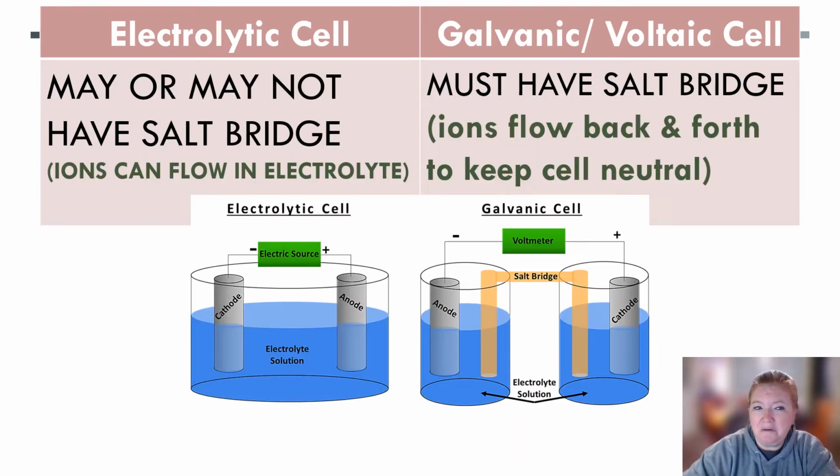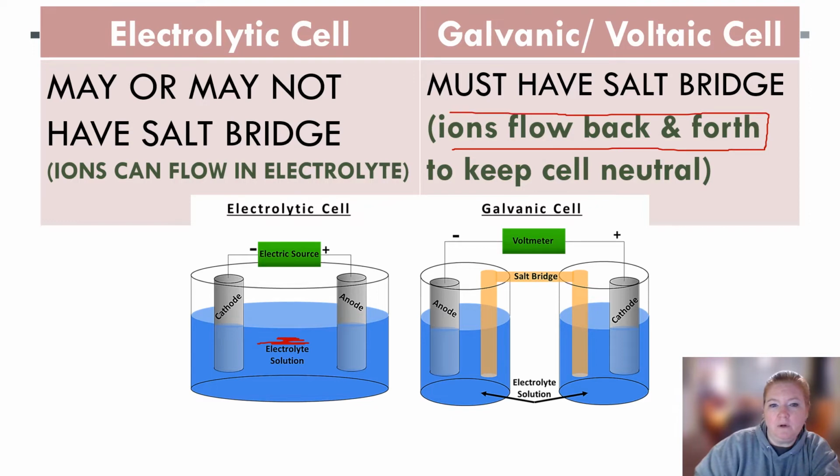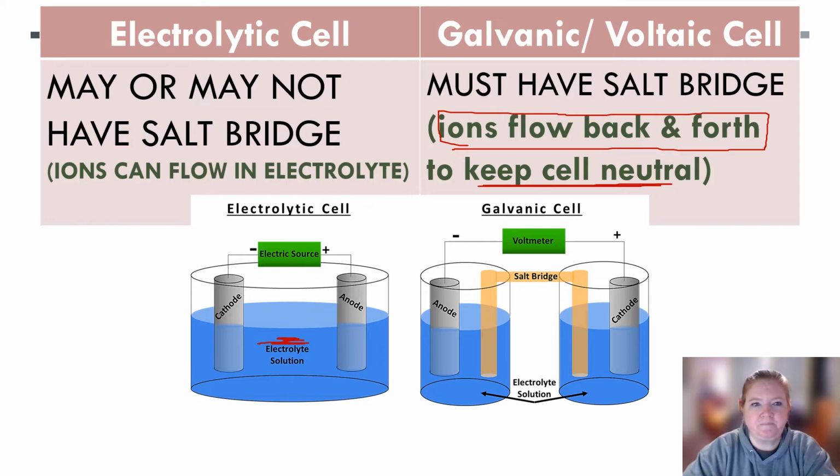An electrolytic cell might have a salt bridge, it might not. So having one is not excluded, okay? The ions are able to flow simply through the electrolyte. So see right here, the ions can just flow around in here because they're in the same container. In a galvanic or voltaic cell, we absolutely need a salt bridge. And what is the purpose of a salt bridge? It is for the ions to flow back and forth to keep the cell neutral, okay?